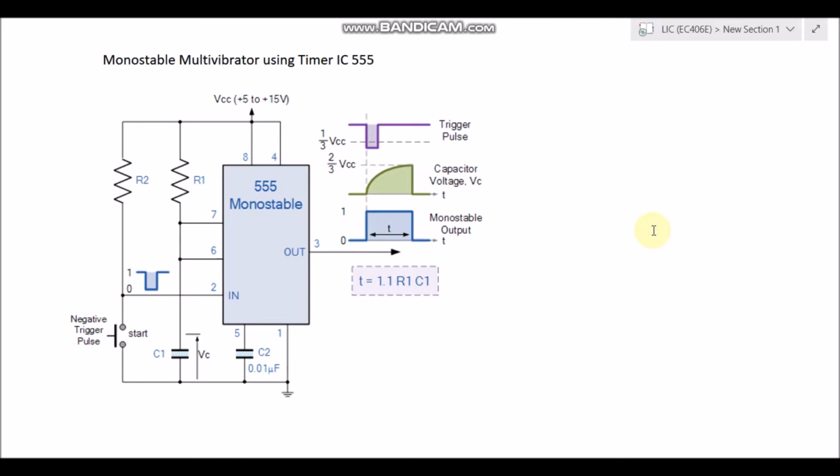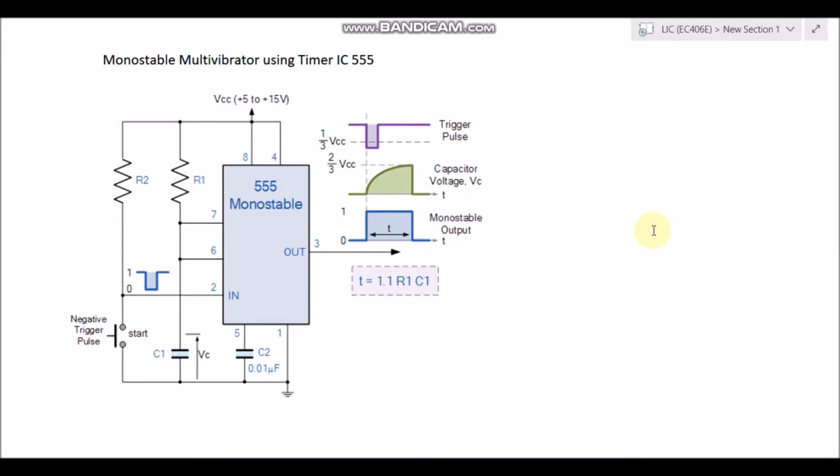We can observe here, instead of R1 and R2, only one resistor is used, R1, and this capacitor. In the monostable multivibrator, it is expected there should be one stable state and one quasi-stable state. Normally it will remain in the stable state, and when we give an external trigger, it will jump to the quasi-stable state and will remain there for a time decided by this R and C.